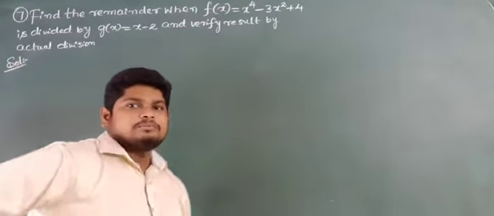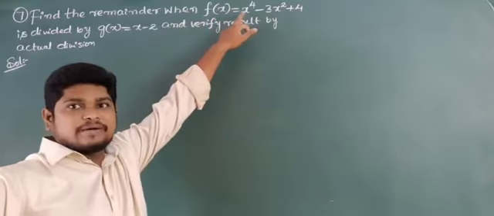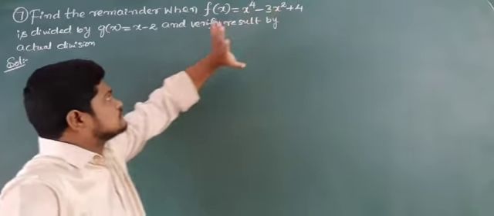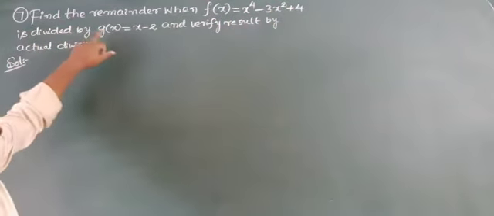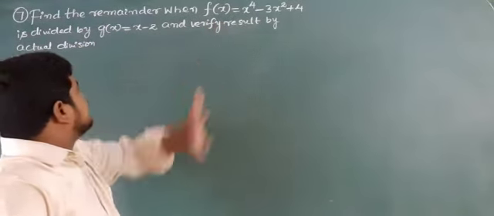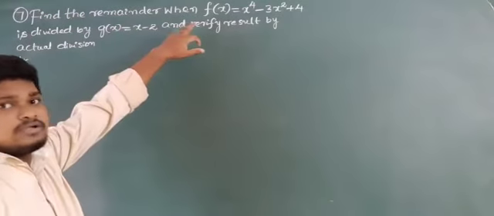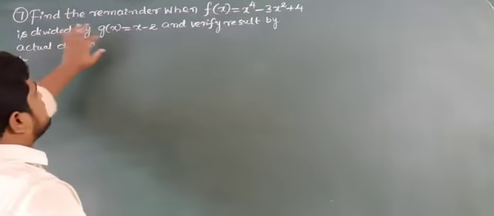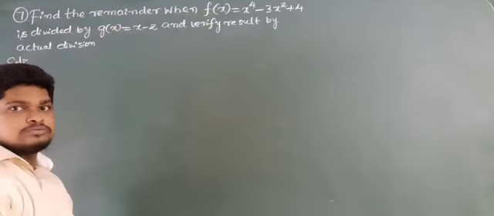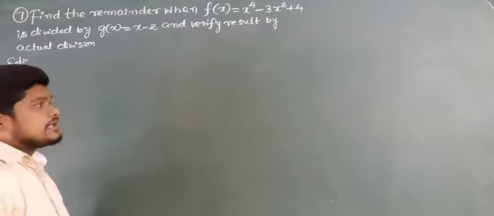Seventh problem. Find the remainder when f(x) = x⁴ − 3x² + 4 is divided by g(x) = x − 2, and verify the result by long division. First, find the remainder when f(x) is divided by g(x) = x − 2. We have to find the remainder with the help of the remainder theorem.